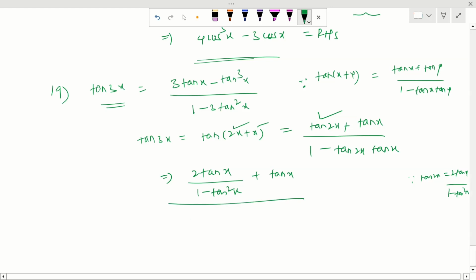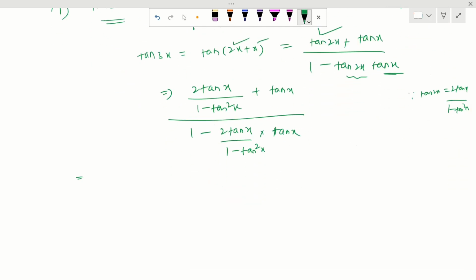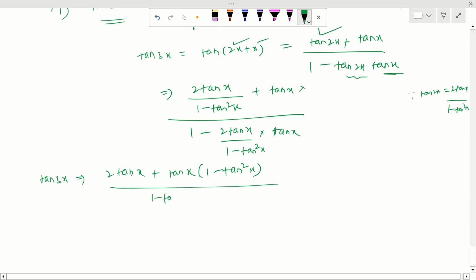Now 1 minus tan 2x, another tan 2x, then we can write 2 tan x divided by 1 minus tan square x. Now here the tan x multiplication is there. Now if you simplify this equation, the LHS is tan 3x, so 2 tan x, and I am taking the LCM, which is tan x times 1 minus tan square x. Now the LCM is 1 minus tan square x.